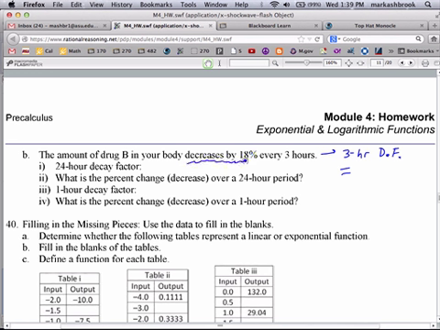Nope. The decay factor is not the amount of decrease. Rather, it's how much we keep, right? So if you're decreasing by 18%, your decay factor will be the rest of it that we're keeping every 3 hours. Or 1 minus 0.18 equals 0.82. So that's our 3-hour decay factor. How can we get the 24-hour decay factor from that?